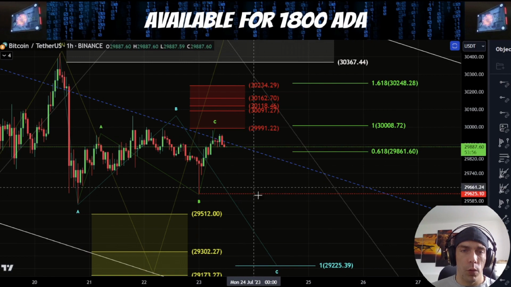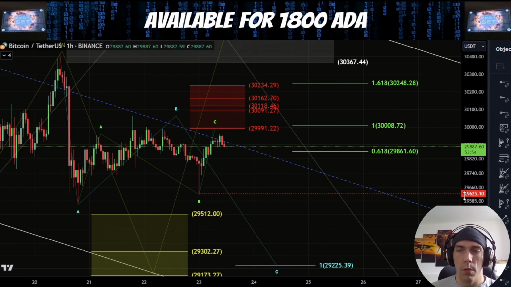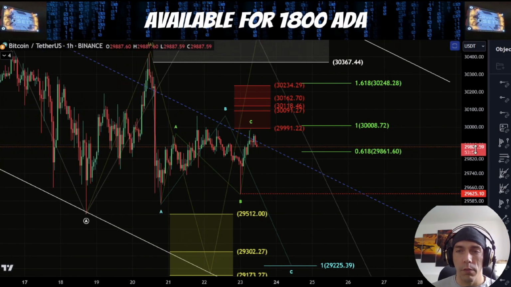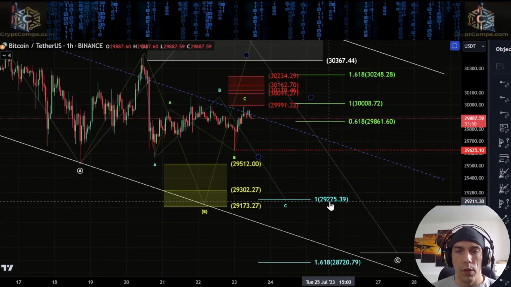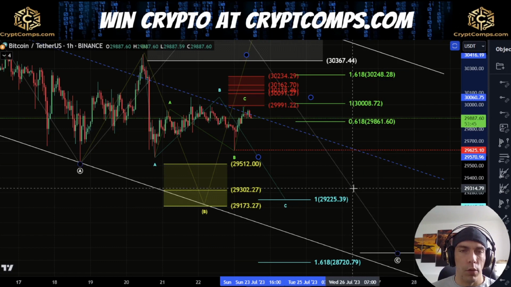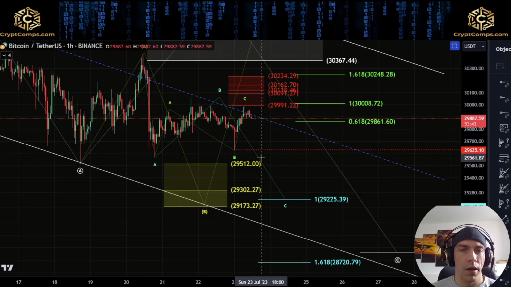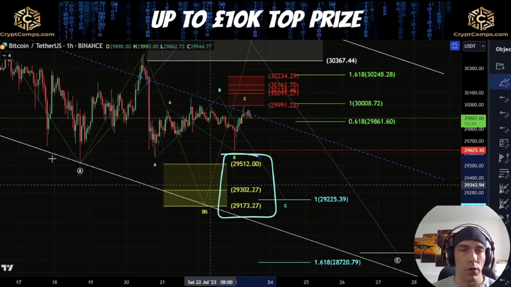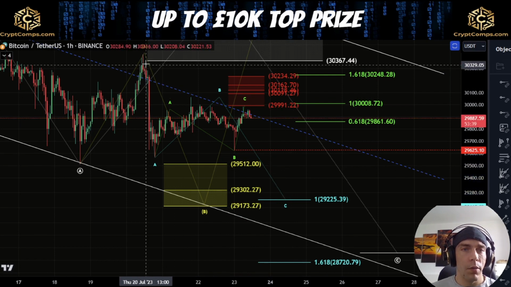If we start to fall away here and we start to lose this low of this 29,625, I will be looking out for that potential that we could see price come back down here towards this 29,225. Now, this brings us quite nicely into a typical B wave retracement for a flat correction. So we're going to be keeping an eye on this.